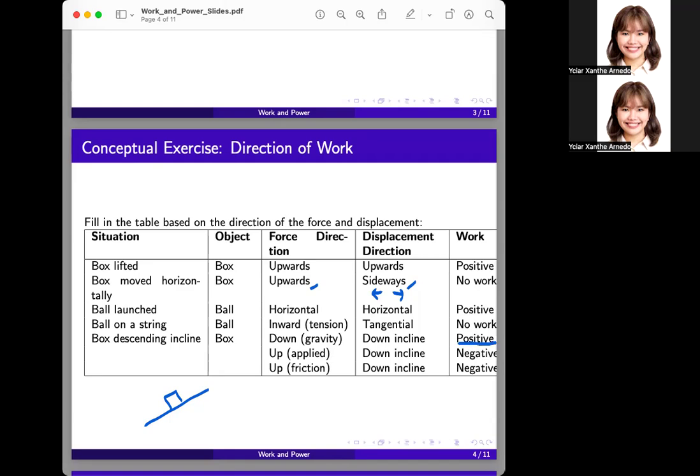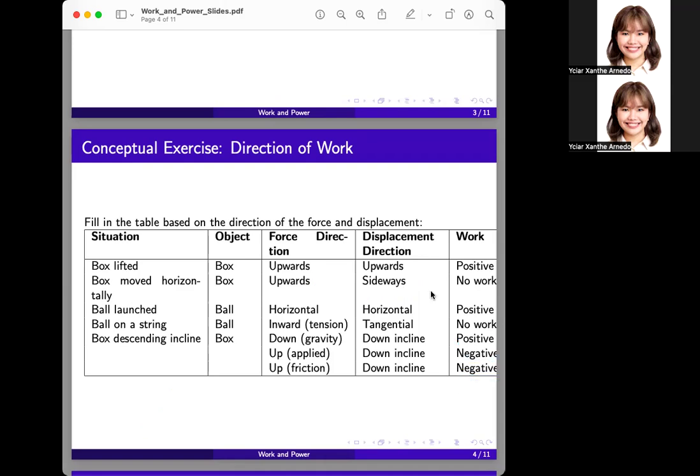However, if there's an applied force by the man, then the direction would be parallel to the incline upwards, and the displacement direction would also be parallel to the incline but downward. So there would be negative work. And say we have friction applied to the box, then the force direction would still be parallel to the incline upwards, and the displacement direction is still also parallel to the incline downwards. So that's also negative work.